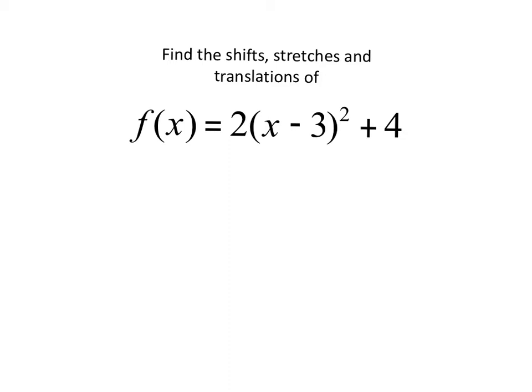So I'm seeing it's shifting right 3. So this is a parabola. It's shifted right 3 because it's opposite. And then it's going up 4, and it's being stretched vertically by a factor of 2.